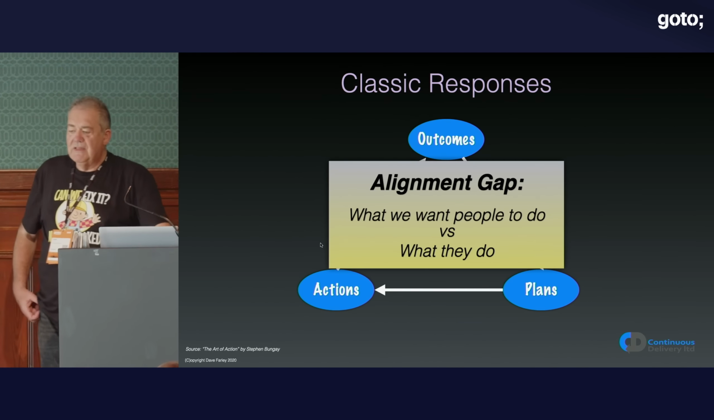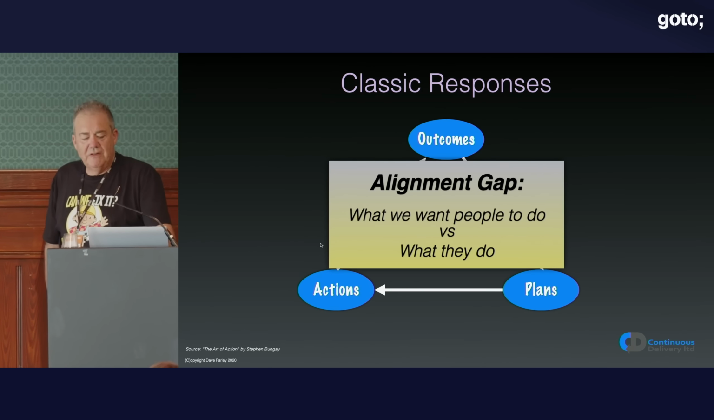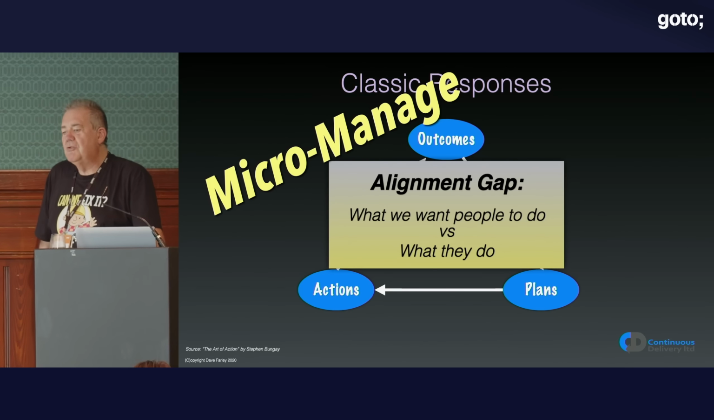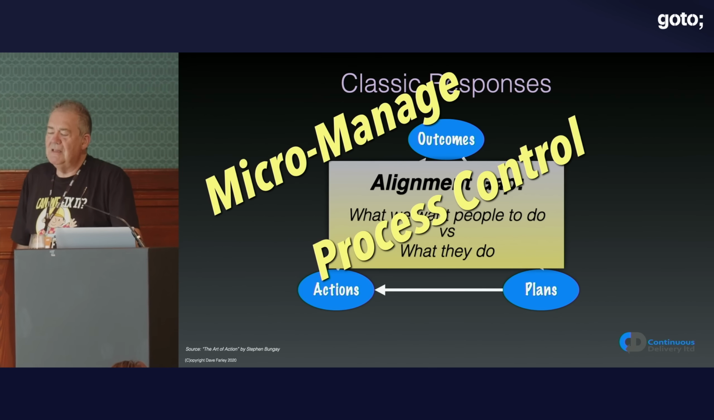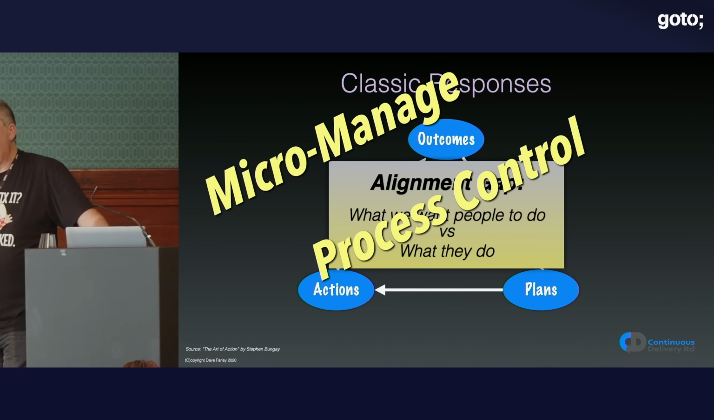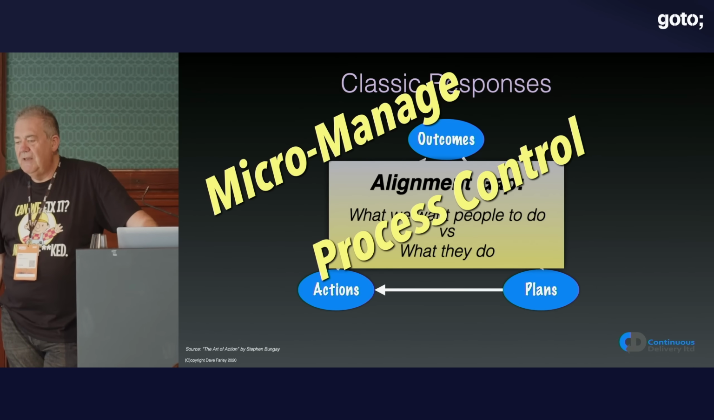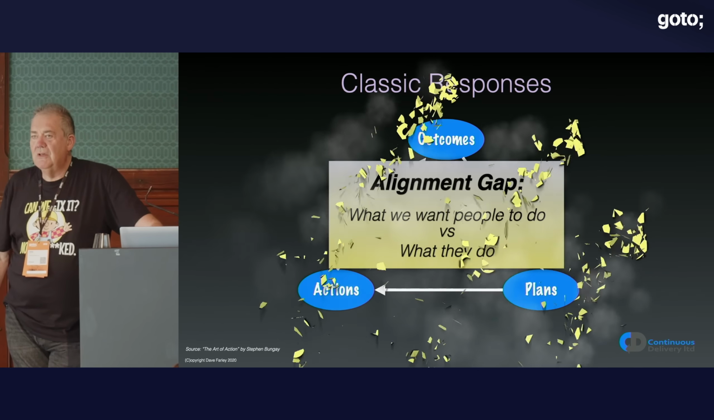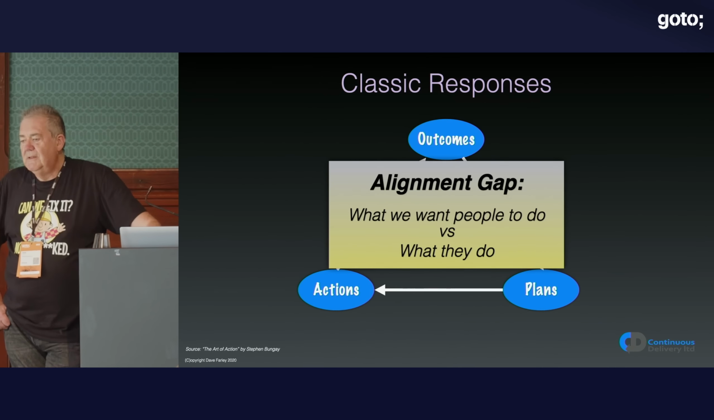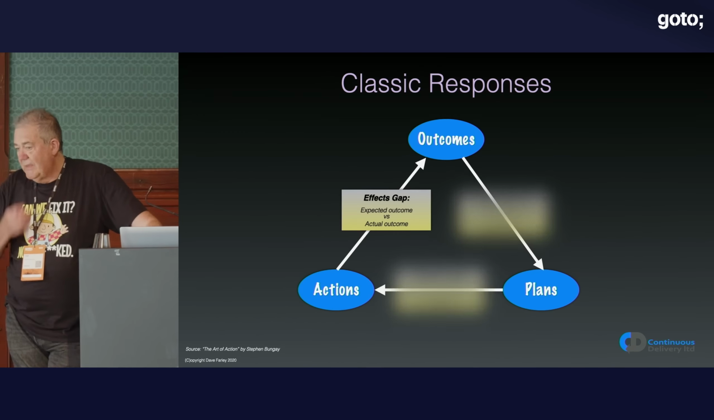Then there's the alignment gap. So what would we like people to do versus what they really do? And the traditional response for that is, okay, we'll micromanage people. We'll tell them exactly what it is that they must be doing. We'll up the level of process control, and that's definitely going to fix things. And we'll add more bureaucracy, because that's always a good thing, right? And of course, that doesn't work either.